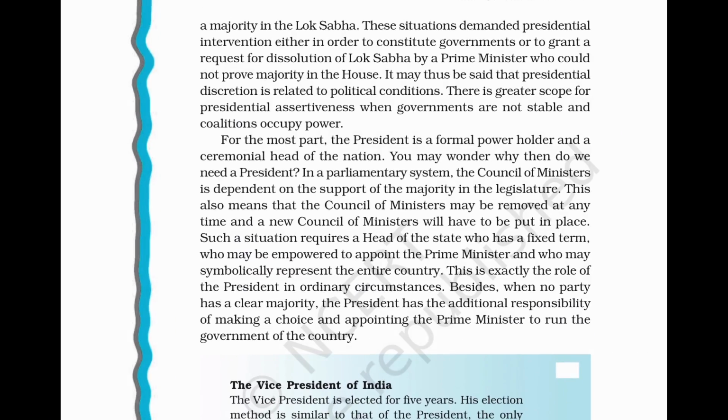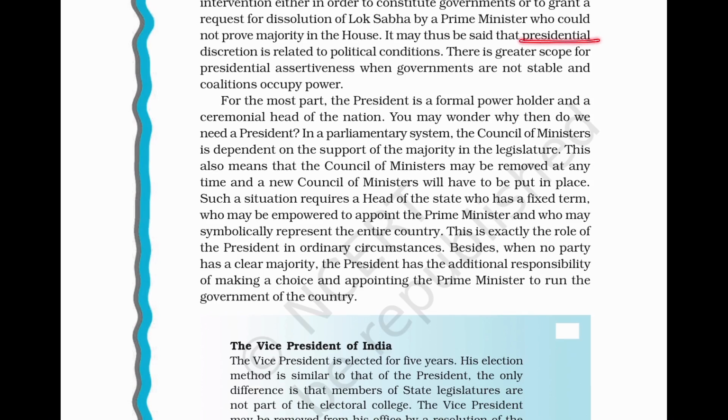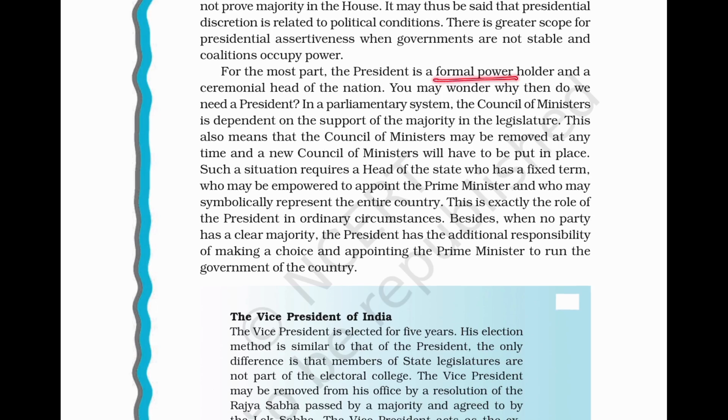So in this kind of situation, where there is no clear-cut majority, the situation demands presidential intervention, either to form a government, or the Prime Minister suggests to the President in some other cases that we have to dissolve the Lok Sabha because we do not have the majority, etc. So the presidential discretion in this case is related to the political conditions here.